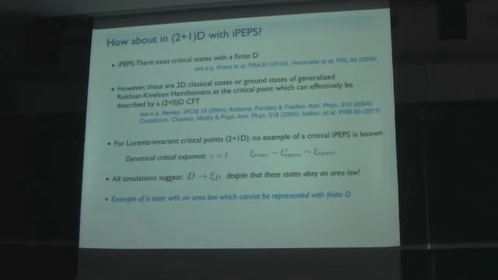Now we also got some intuition why this happens, so I will tell you in a minute. But in the end, from a practical side, it's good news because it means we can also apply this idea of finite correlation length scaling in 2D to study 2D critical points.